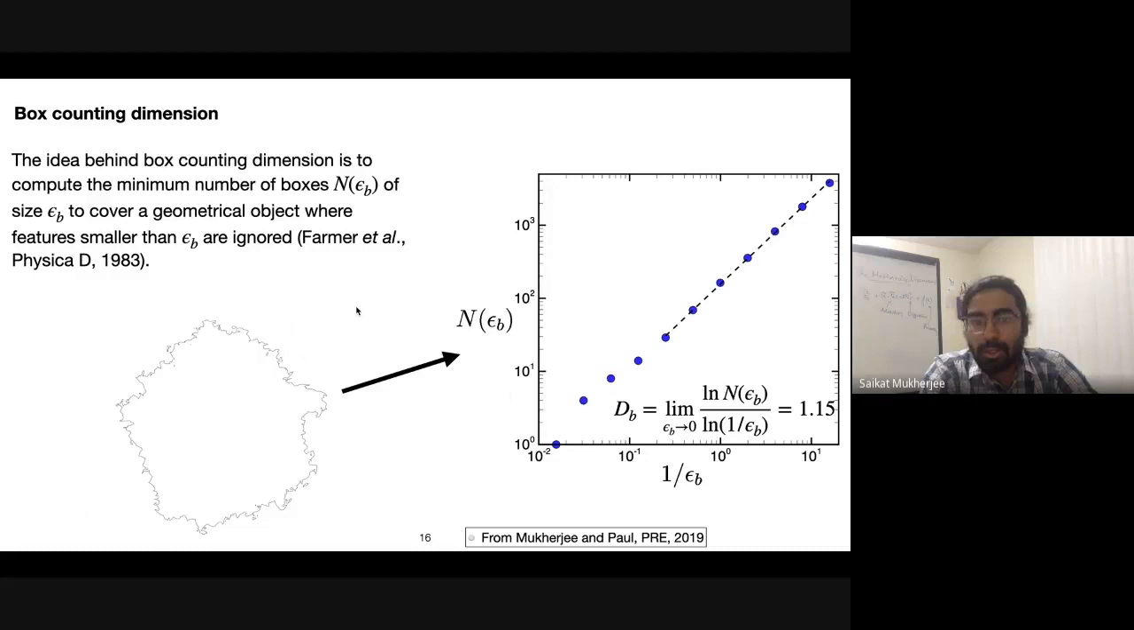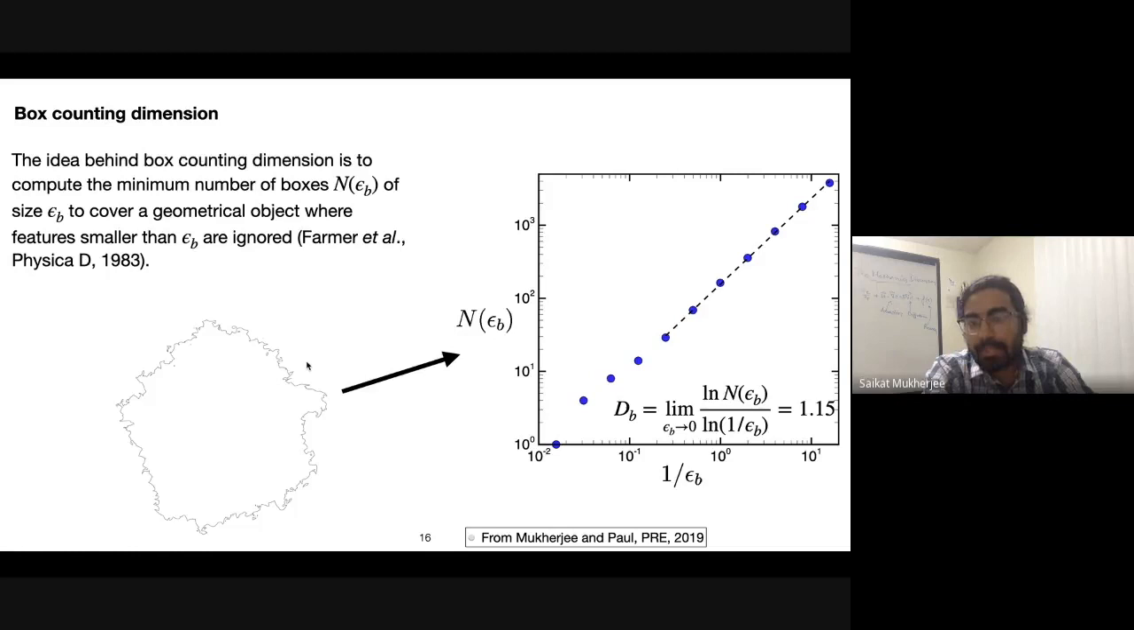So what this means is that if you zoom into this figure more and more, you will discover new and new shapes which you did not notice in your present scale. The way it's computed is you take this kind of shape, you pair this with a number of boxes, and you count the number of boxes which cross this shape. And so N is the number of boxes here, and epsilon_b is the size of the boxes.